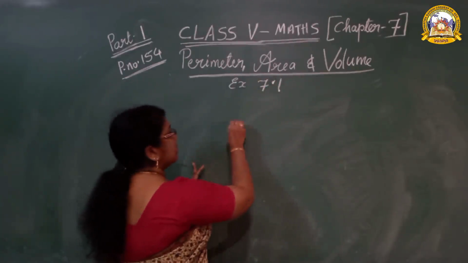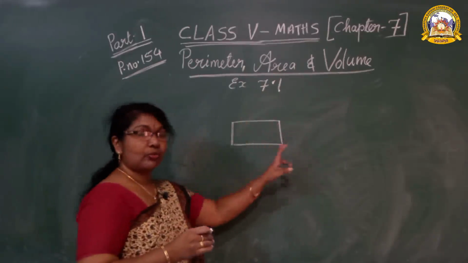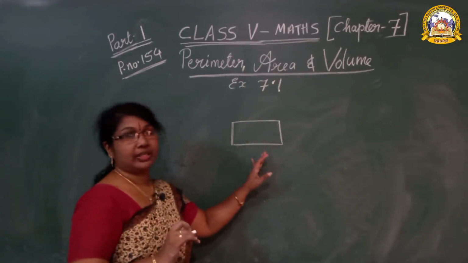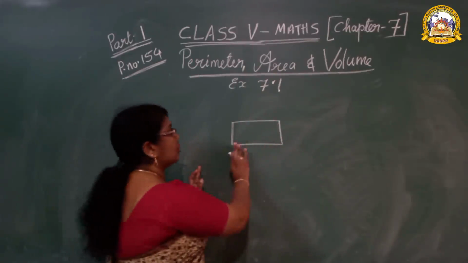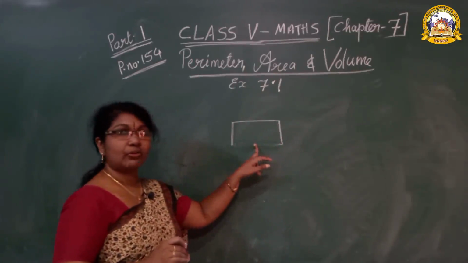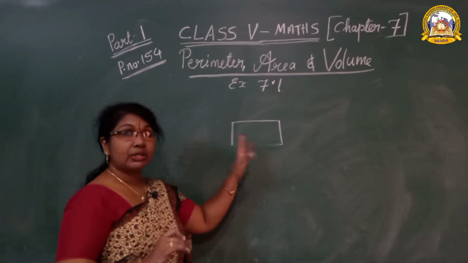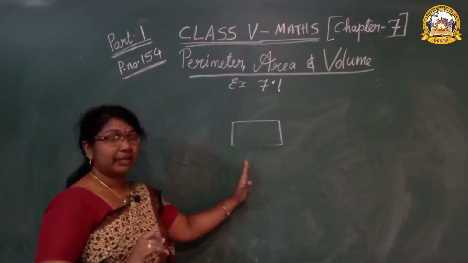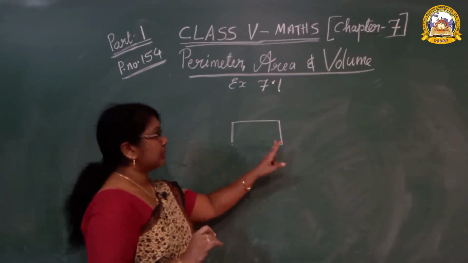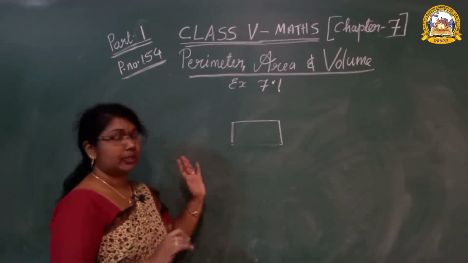Perimeter means the boundary of any closed figure. If the figure is open, we cannot find the perimeter. In an open figure, we cannot find the perimeter. Perimeter means the sum of the boundary of the closed figure.